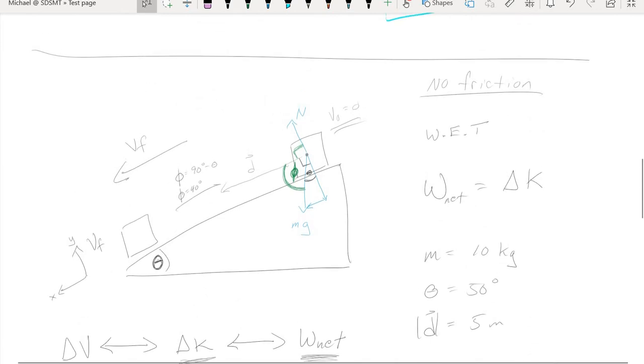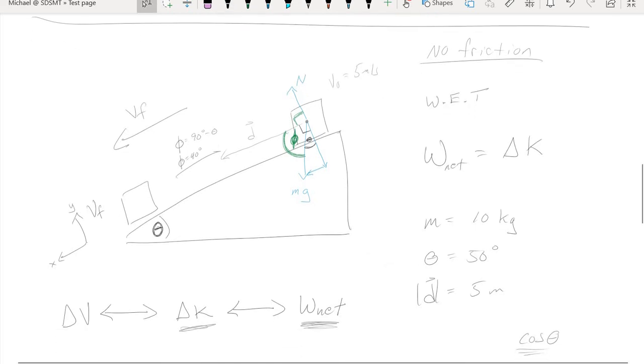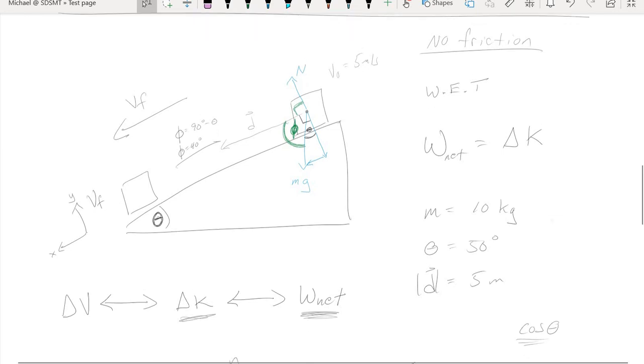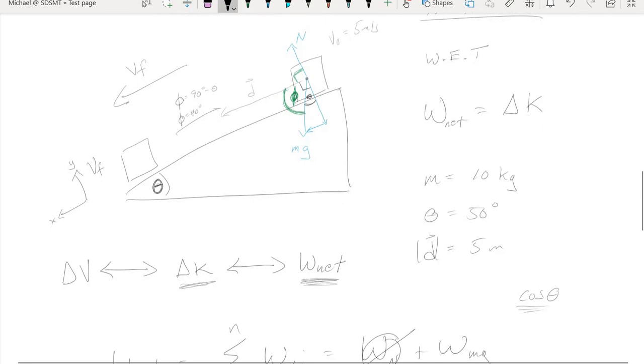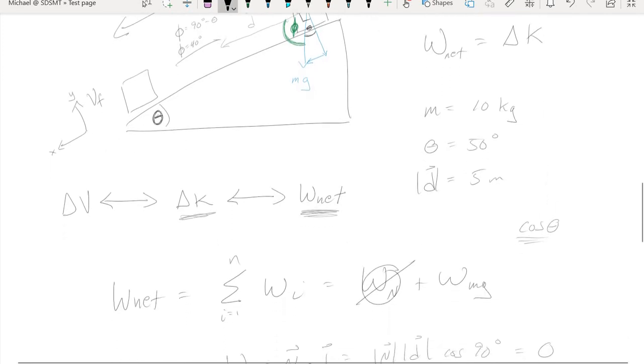Okay. Well, let's change it up just a little bit. Let's say that this block actually started with a downhill velocity of 5 meters per second. What would be the final velocity when it gets to the bottom of the hill now? Now, it might look like we have to start over, but let's just go through these steps again real quick. Mass, angle, displacement are all the same.